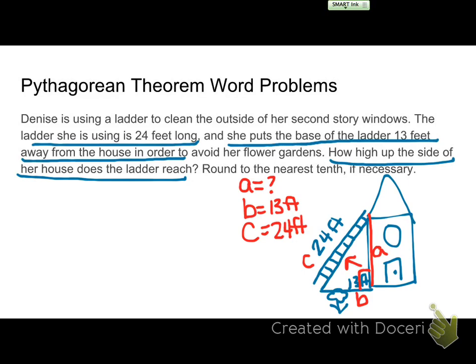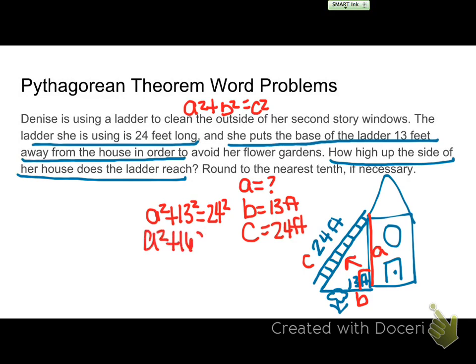Now we have to put this in our formula, which is A squared plus B squared equals C squared. So we have A squared plus 13 squared equals 24 squared. Now we have to square everything. 13 squared is 169, and 24 squared is 576. Now I'm looking for a missing leg, so I have to subtract. I'm going to subtract 169 from 576 because I want to isolate A.